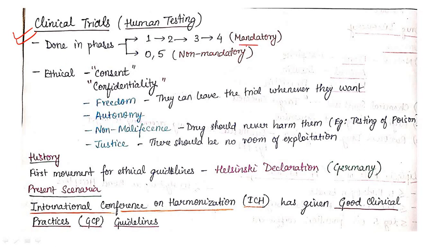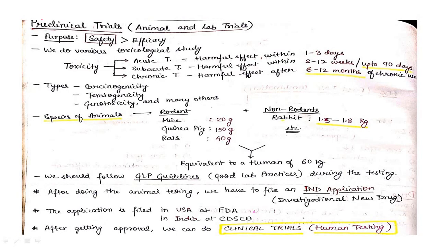So four phases are mandatory, that is first, second, third and fourth. They are the mandatory phases, and 0 and 5 they are non-mandatory phases. Clear? Now, before going for this, we should look for this.